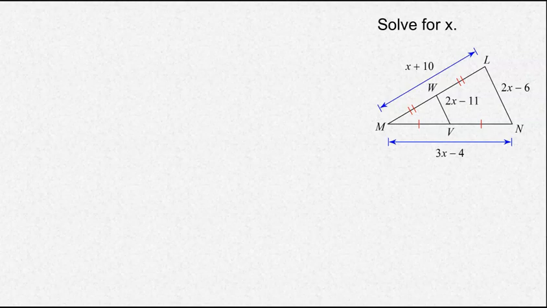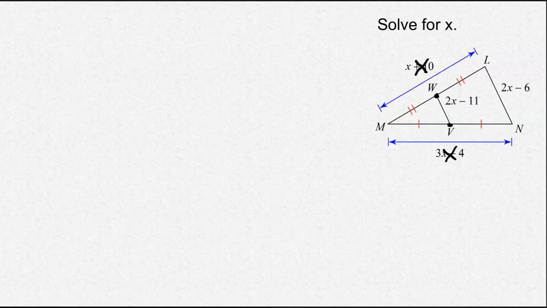Now, I know that W is the midpoint of ML. I know that because of these congruency marks. So what that means is I don't need this because V is also the midpoint of MN. So I do not need this.